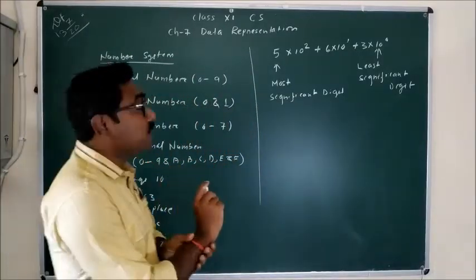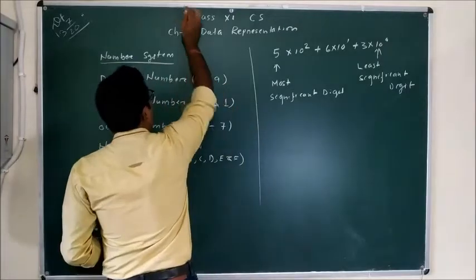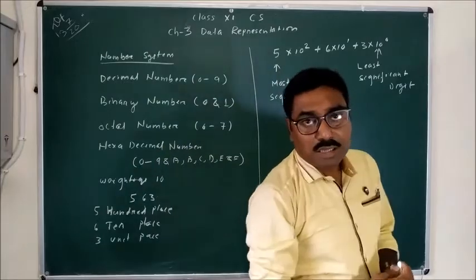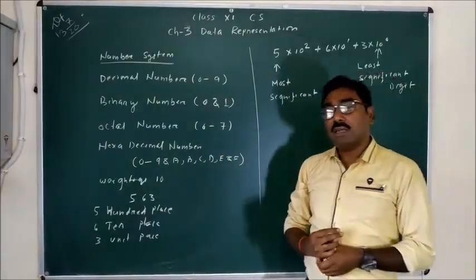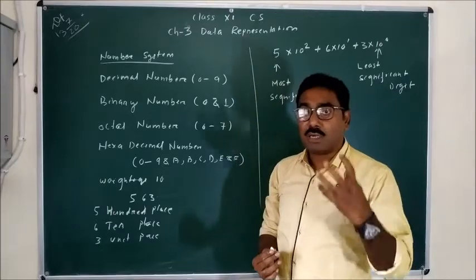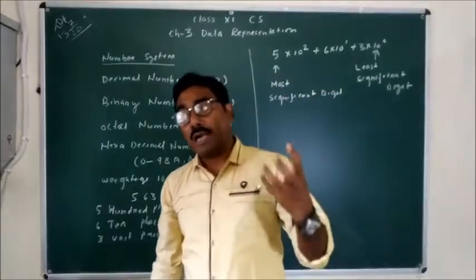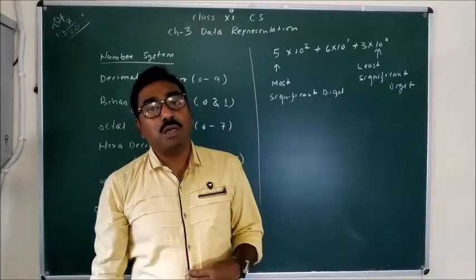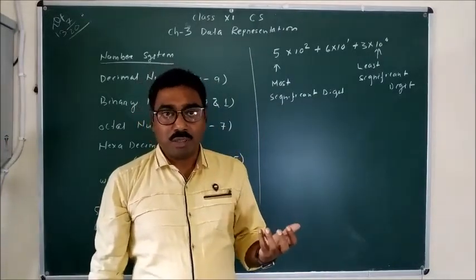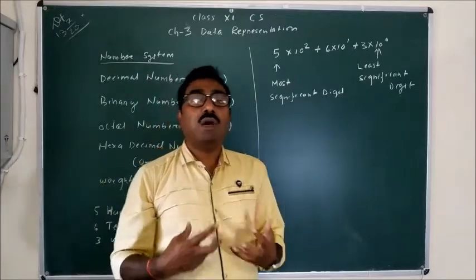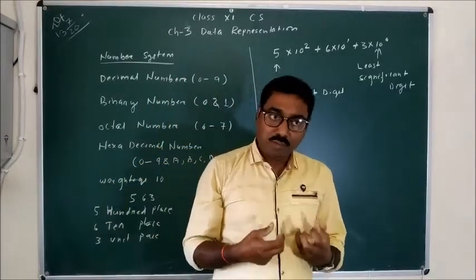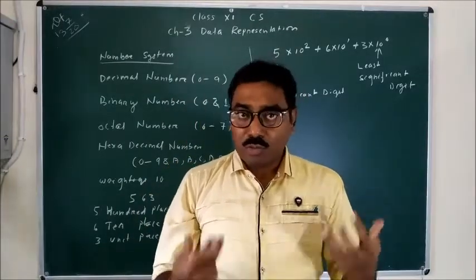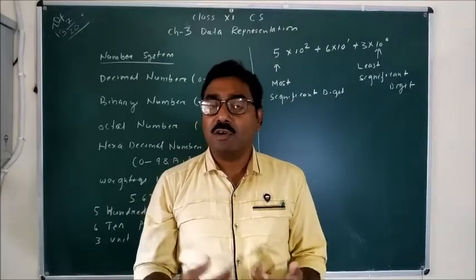So today we'll go for a new chapter, that is chapter number 3, data representation. Data representation is the concept of how the data is stored, calculated, manipulated, or processed through the CPU or memory. That means whatever data we are entering or going to store, those data are in a natural format or a general format.